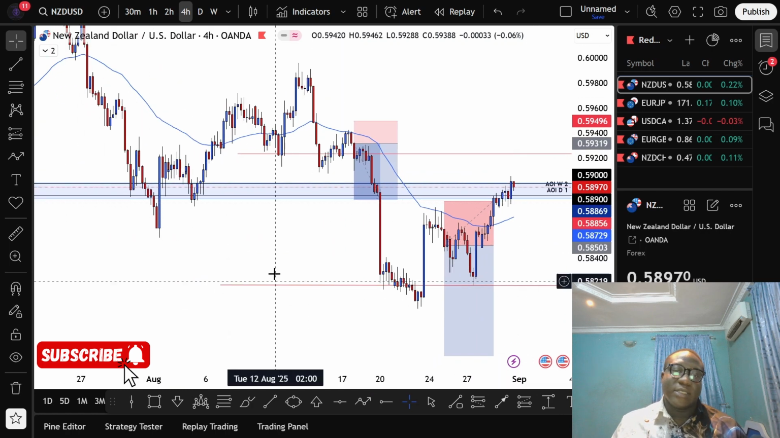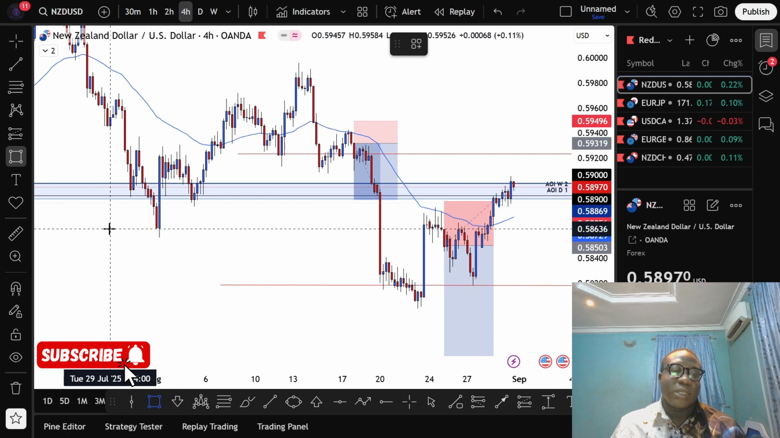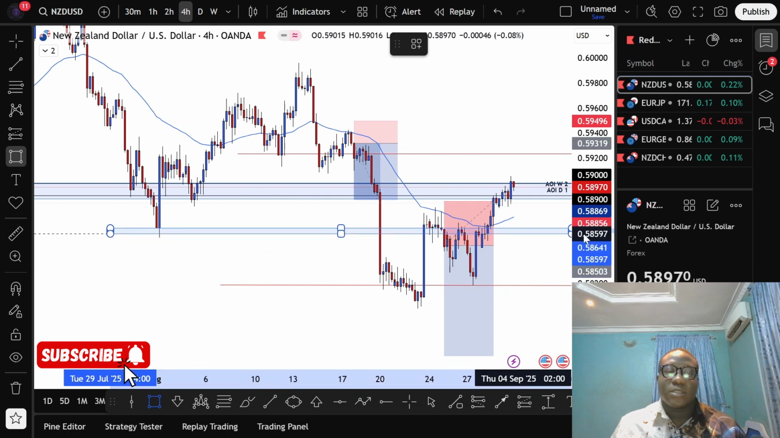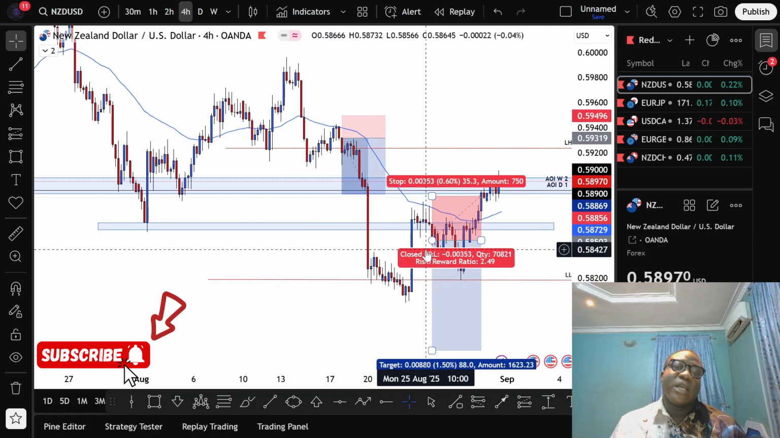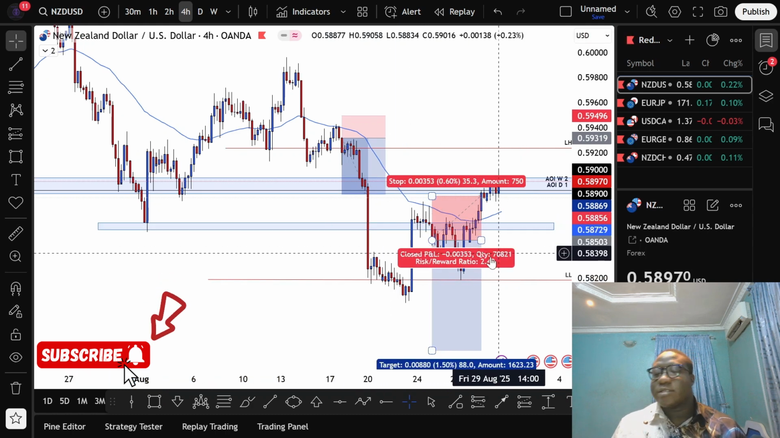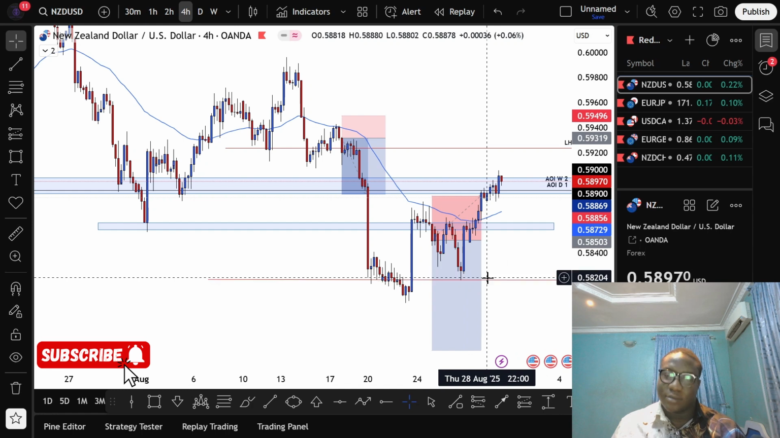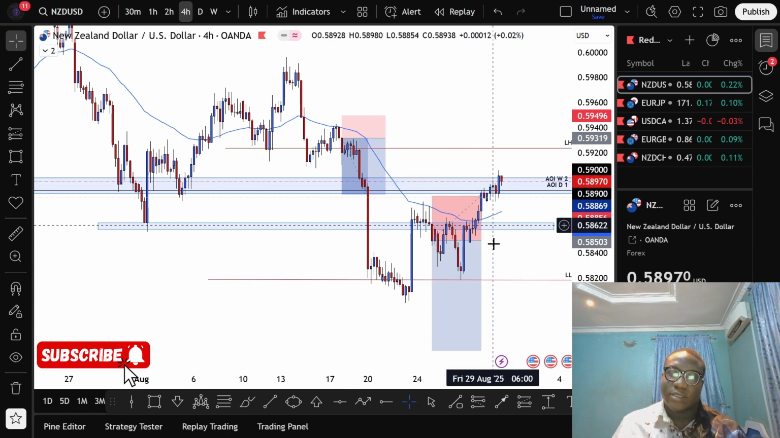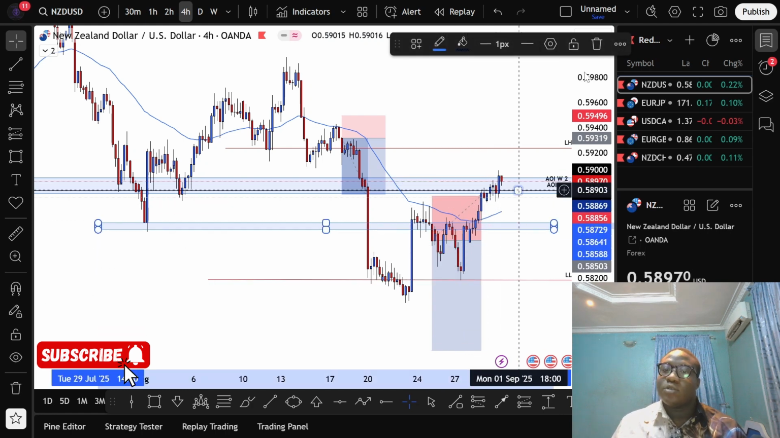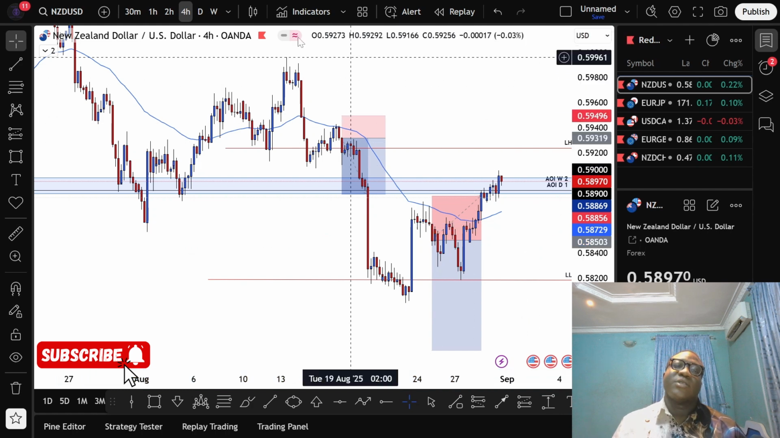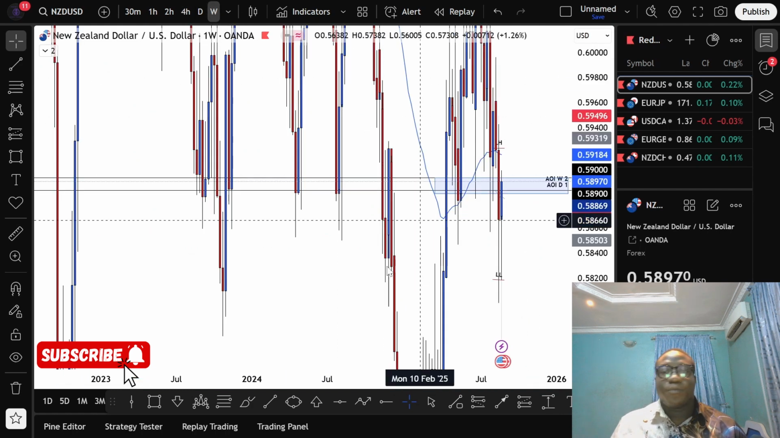Right here on NZDUSD, I was expecting sales, as you can see from this area here, which I took, but the market went in the other direction. At some point, at this point right here, we're up about $250 on the trade, but the market reversed and took us out. So right now on this pair, we're still looking for sales.